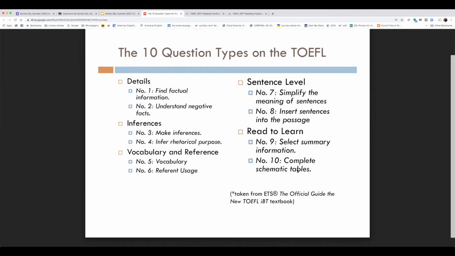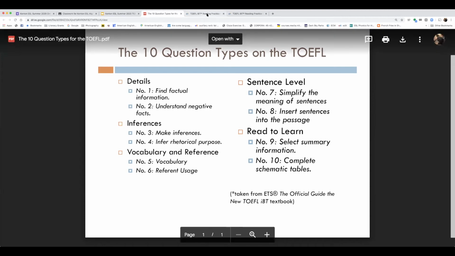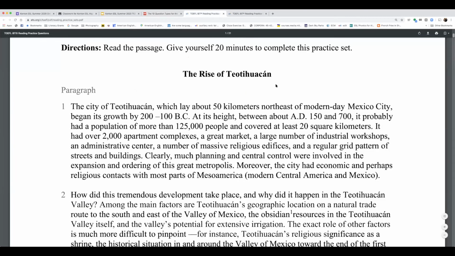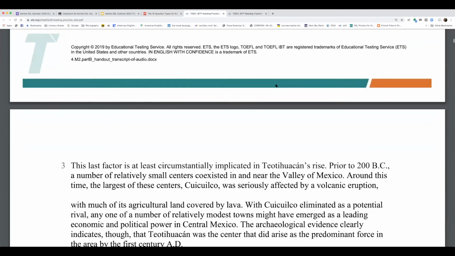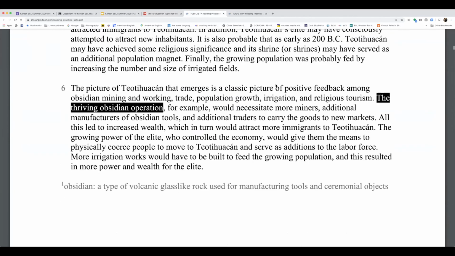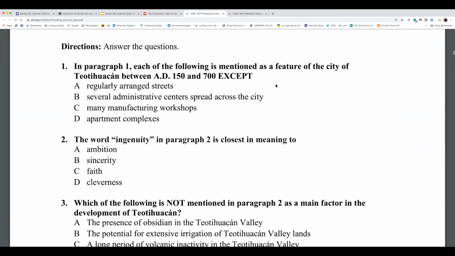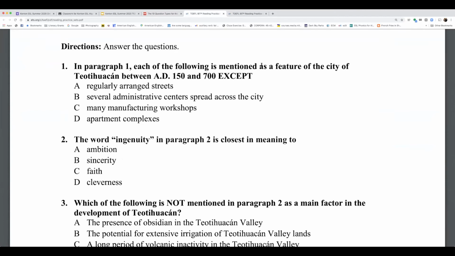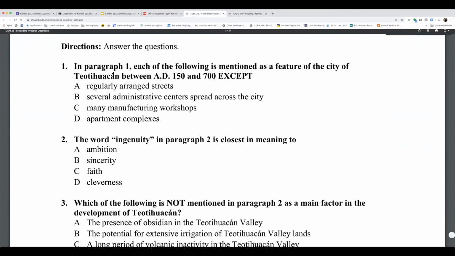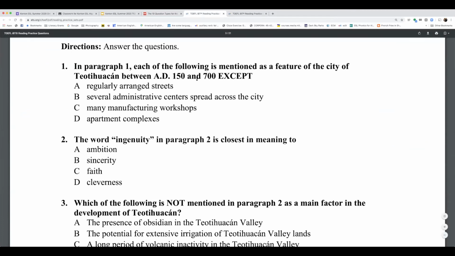Okay, now what I'm going to do here, because again our time is getting a little short, is I'm just going to show you for our reading, The Rise of Teotihuacan, I'm going to go to the questions and just show you a couple of examples. So for example, in question number 1, it says in paragraph 1, so that means the first paragraph, each of the following is mentioned as a feature of the city of Teotihuacan between AD 150 and 700, except. Now, do you see that word except?